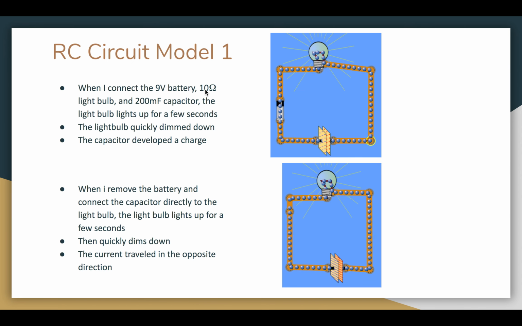So when I connect the battery, the light bulb, and the capacitor, the light bulb lights up for a couple of seconds, and it quickly dims down, and the capacitor develops a charge. And then when I discharge the capacitor, the light bulb lights up for a couple of seconds, and it quickly dims down, and the current travels in the opposite direction.